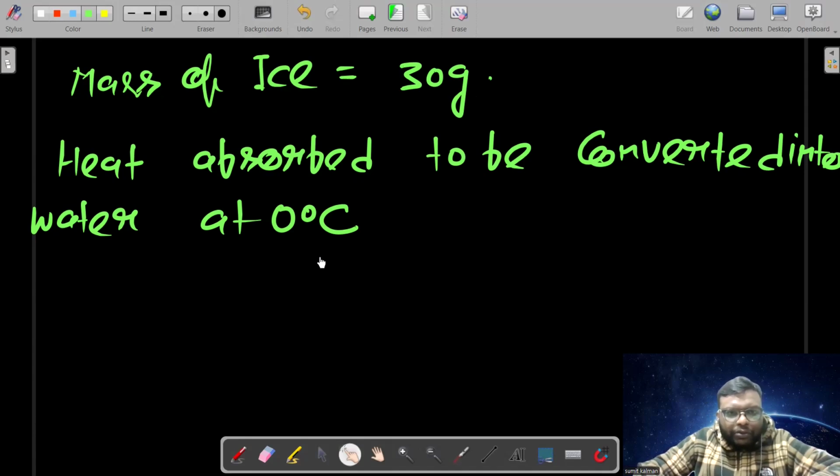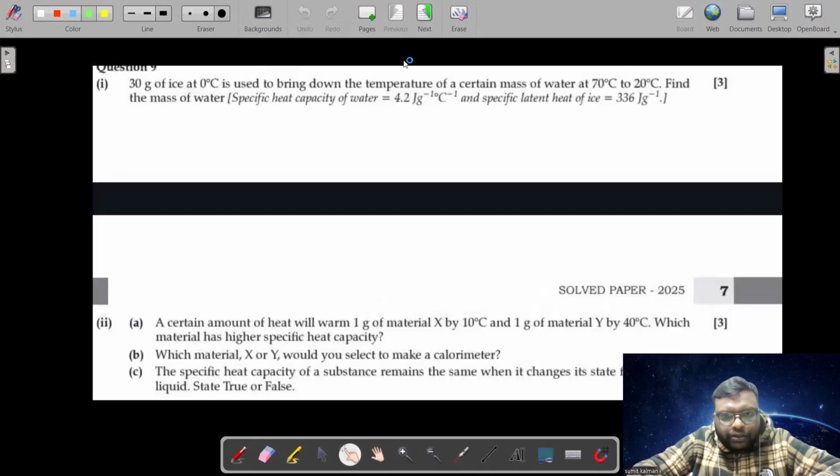So here what we will do, we will calculate heat absorbed and heat lost. And these two will be equal to each other according to the principle of calorimetry. Then we can calculate from there the mass of water. Now here at 0 degrees Celsius, ice will absorb heat, and it will convert to water at 0 degrees Celsius.